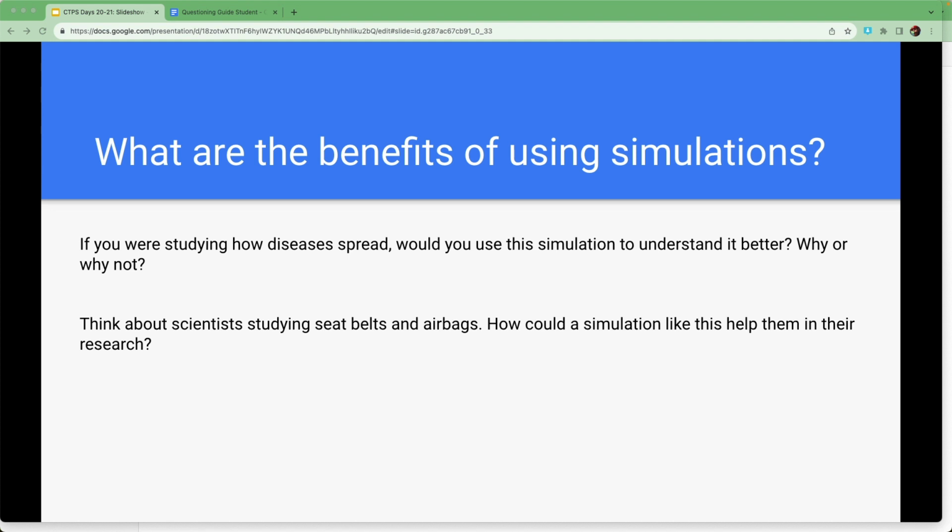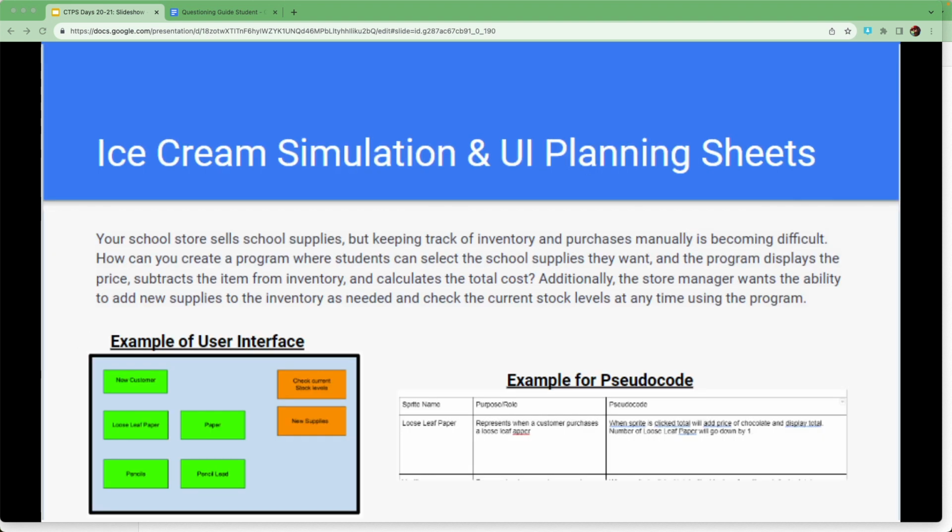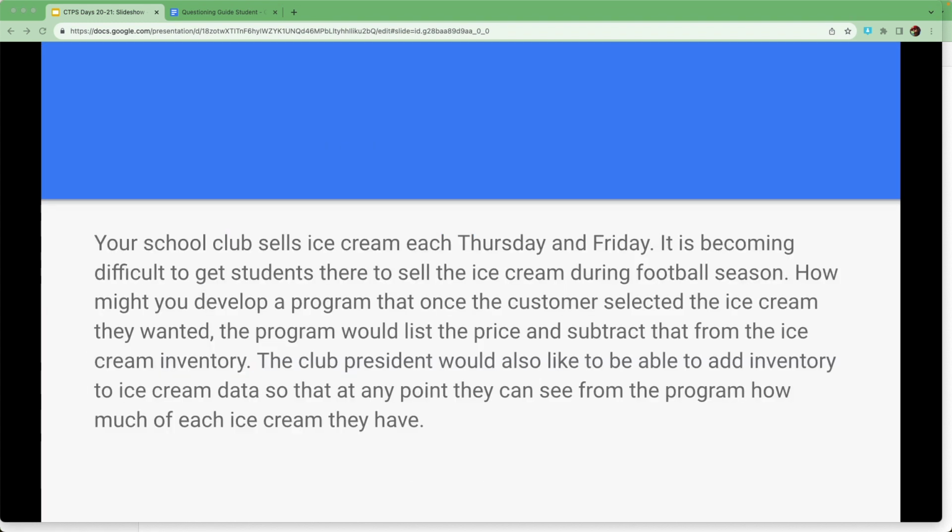So let's go ahead and move on and get back to our project where we're working with user interfaces. So little reminder, you guys did the user interface planning sheets for the ice cream shop. That we'll talk about the prompt in a second. So remember, you've got 2 parts that you're going to be using. You're going to be using your user interface to help plan out how the customer and the employees / club members are going to interact with the interface. And then you've got the pseudocode, which breaks down the sprite name, what it's supposed to do, and then step by step the pseudocode. So let's go back over our prompt.